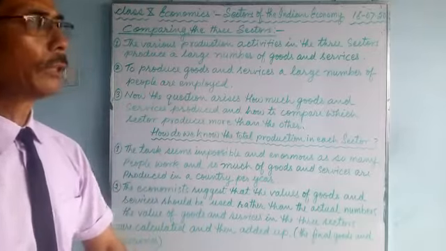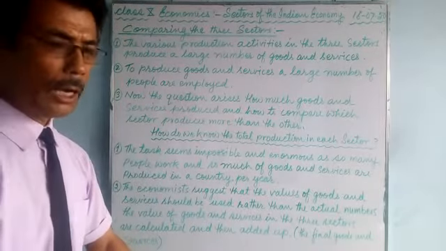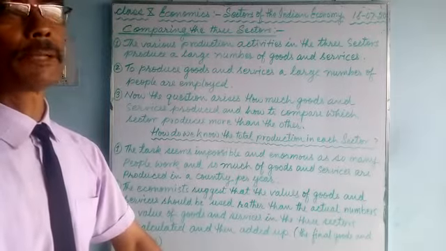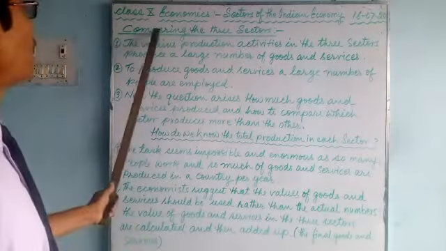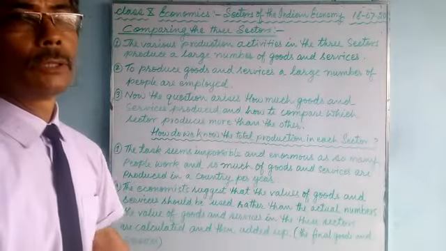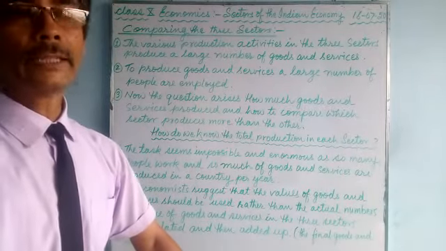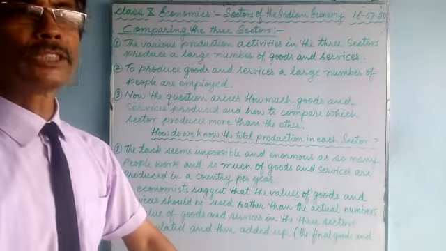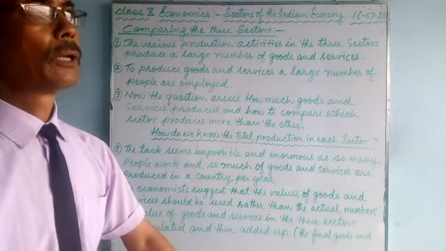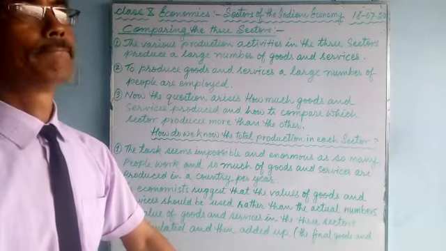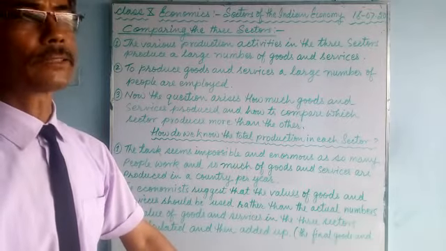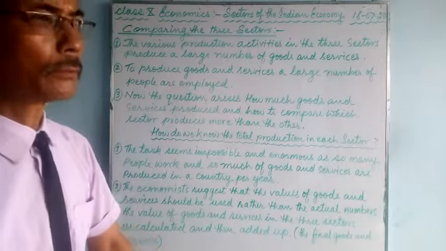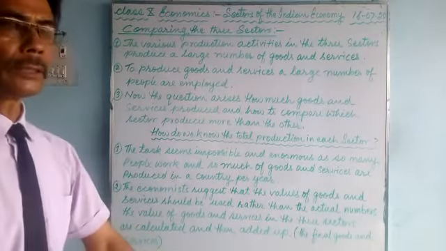Now here comes another question. How do we calculate how much goods and services are produced? So now, comparing the three sectors, there are certain ways and methods to compare the three sectors: which sector is producing more, which is the dominating sector, how much goods and services are produced by each sector. How do we compare? There are certain methods.